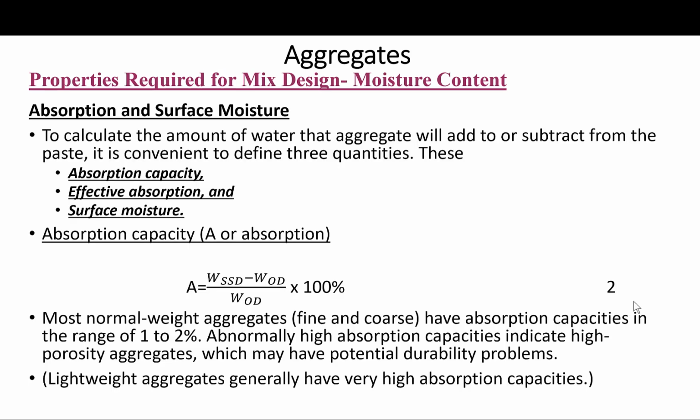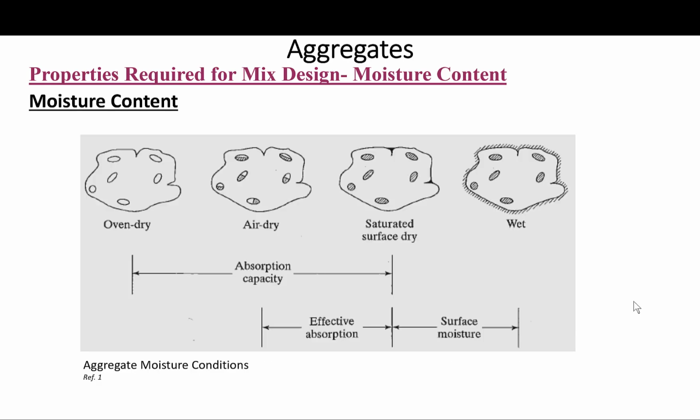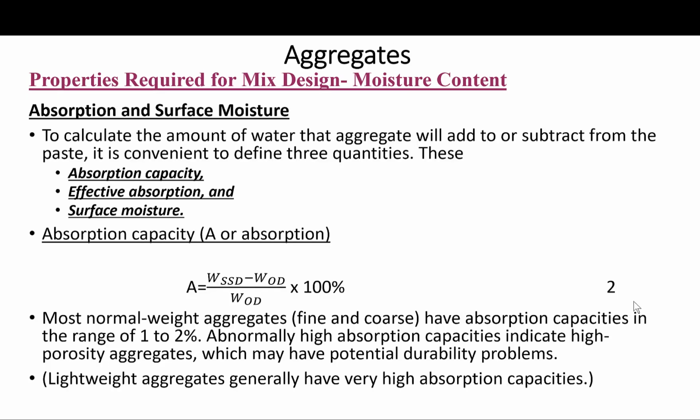Okay, so let's talk about the absorption and surface moisture. To calculate the amount of water that aggregate will add or subtract from the paste, it is convenient to define these three quantities: basically, absorption capacity, effective absorption, and surface moisture.